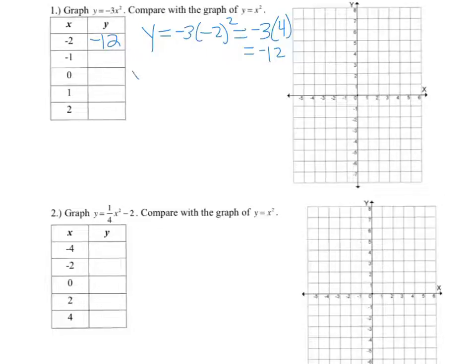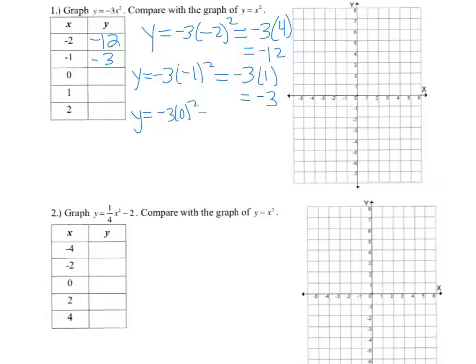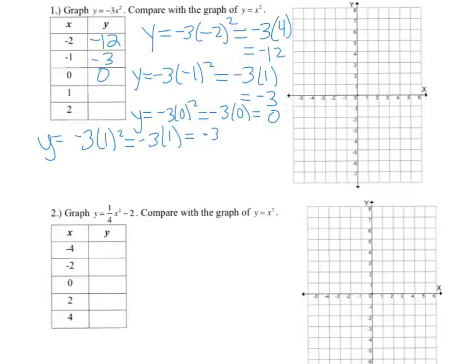Okay, so do the same with negative 1, so y equals negative 3 times negative 1 squared. Again, the exponent comes first, so we square the negative 1. Negative 1 times negative 1 gives us positive 1. So it's negative 3 times 1, which is negative 3. Plug in 0, y equals negative 3 times 0 squared. Well, 0 squared is just 0, and negative 3 times 0 would be 0. Plug in 1, y equals negative 3 times 1 squared. Well, 1 squared is 1, negative 3 times 1 is negative 3.